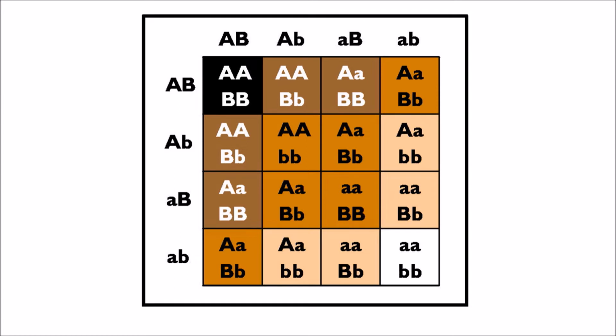And down in the bottom right, we'll go to that one. In that case, the parents passed on little A's and little B's, and that results in a white skinned person there. So both parents contributed little A's, little B's.